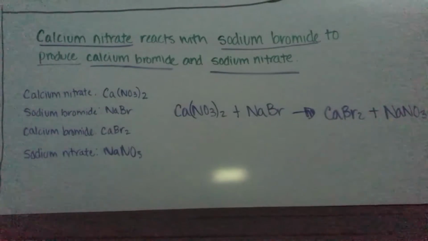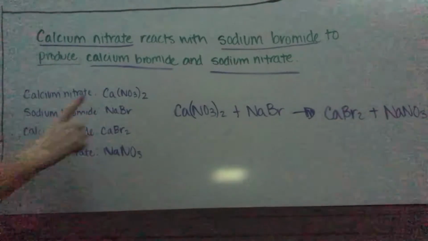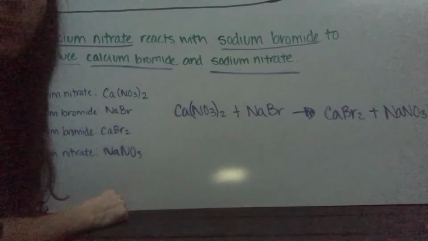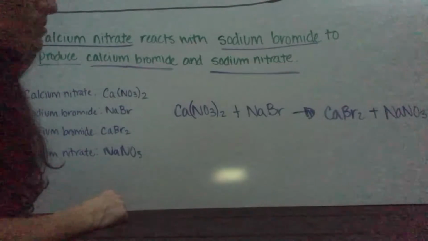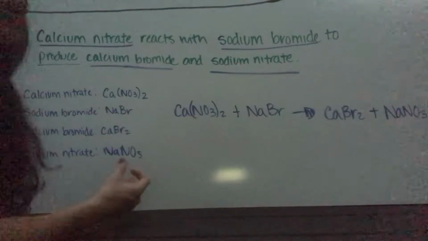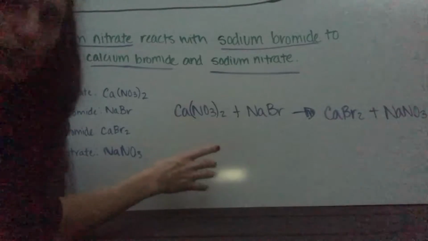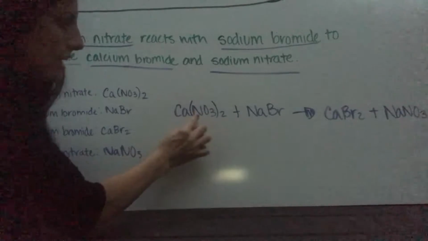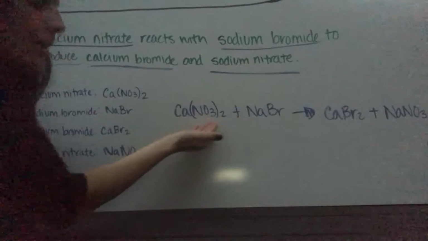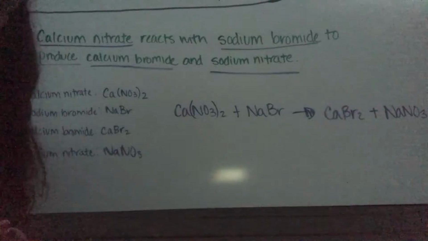To balance it, I need to make sure that I have the same number of ions on this side of the arrow as I do on the other side of the arrow. I have to use my subscripts to help me count them. And what I want to point out here is that we are not counting elements, we are counting ions as a whole. So when we're looking at nitrate, rather than counting N separately from O, we are actually going to count the entire ion, which is NO3.